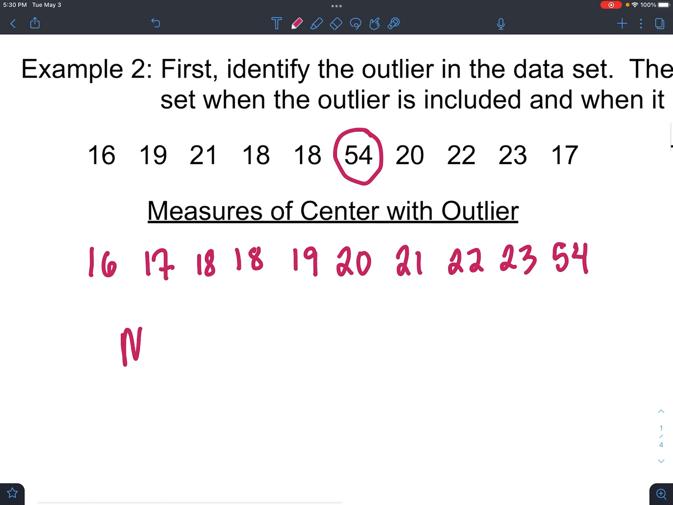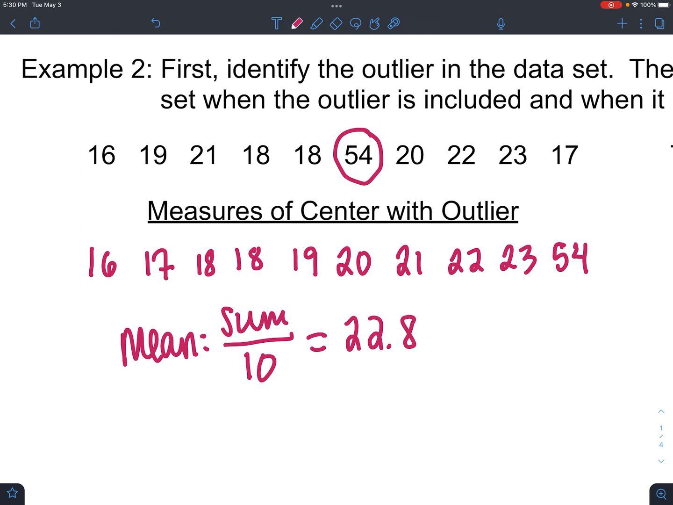So with the outlier, the mean is going to be, again, the sum. In this case, we have 10 numbers. So the sum of these was 228. So the mean ended up being this.